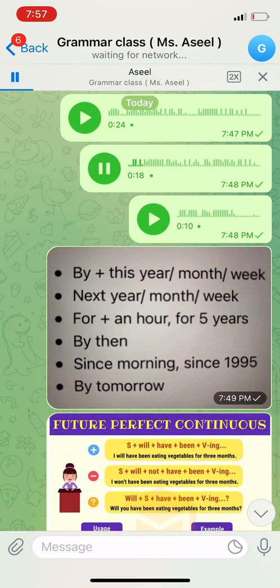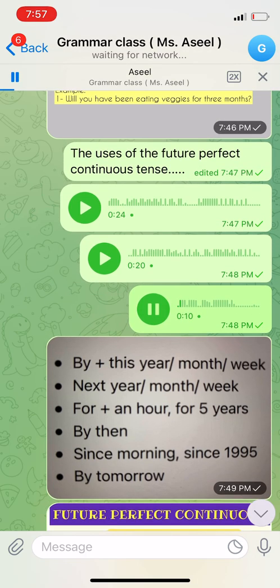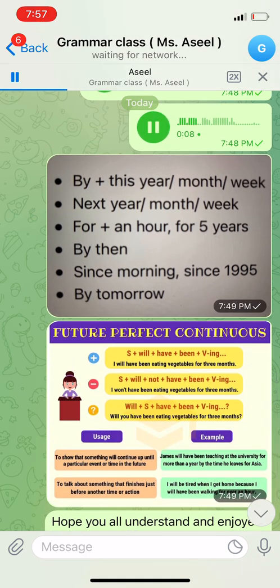Also, it's used to talk about something that finishes just before another time or action, in this case, in the future. For example, I will be tired when I get home because I will have been walking for over an hour. Here are some time expressions used with the future perfect continuous.